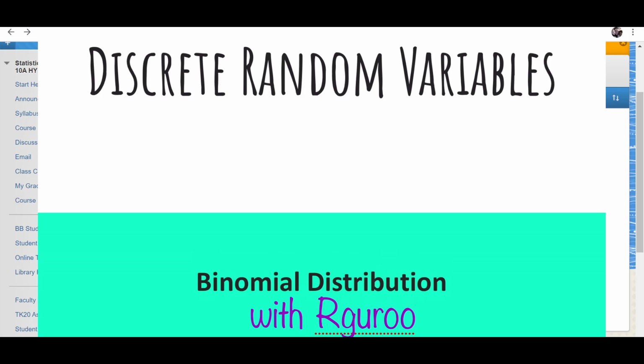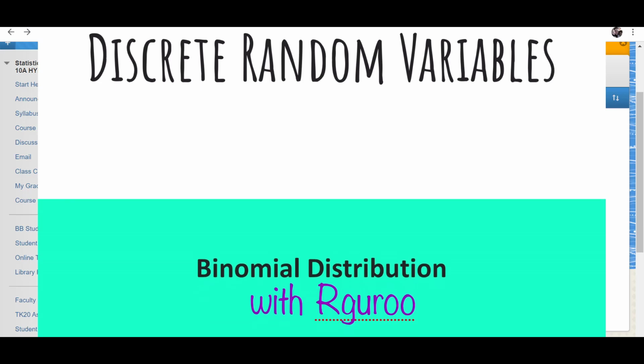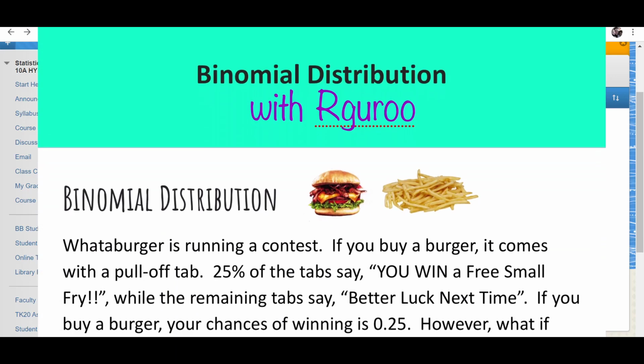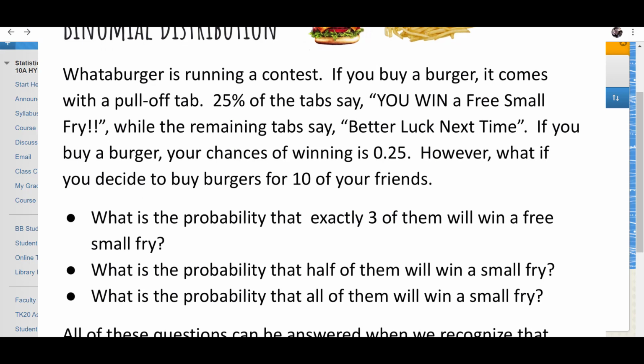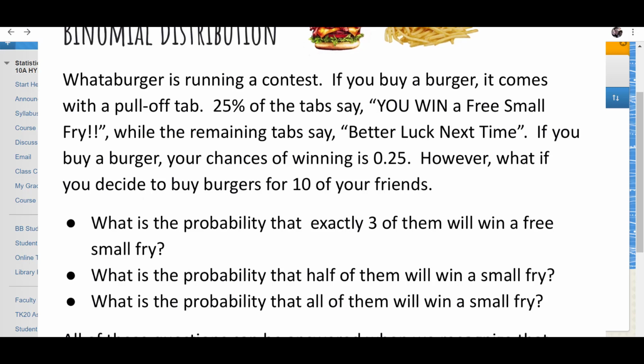Hi, in this video we're talking about discrete random variables, the binomial distribution. So Whataburger is a burger chain and it's running a contest. If you buy a burger, it comes with a pull-off tab. 25% of the tabs say you win a free small fry, while the remaining tabs say better luck next time. If you buy a burger, your chance of winning is 0.25.